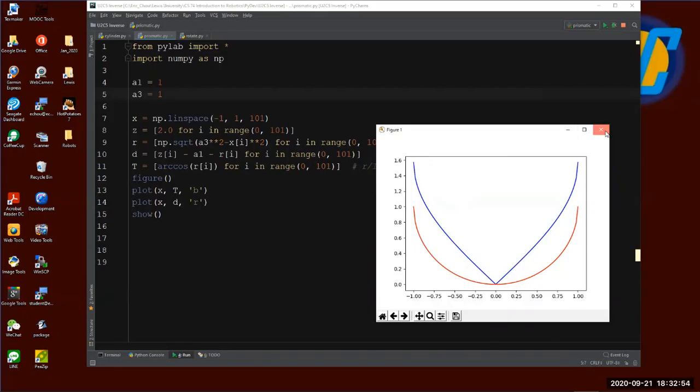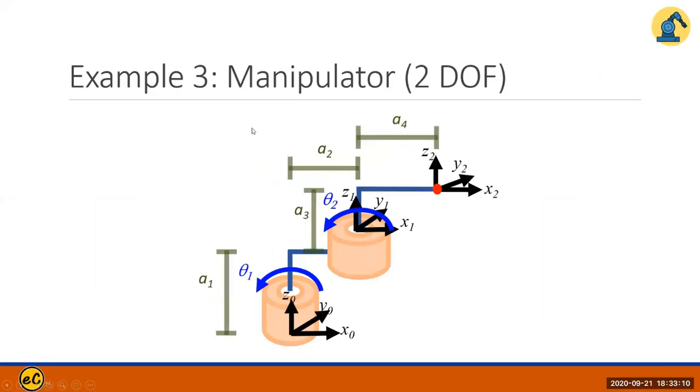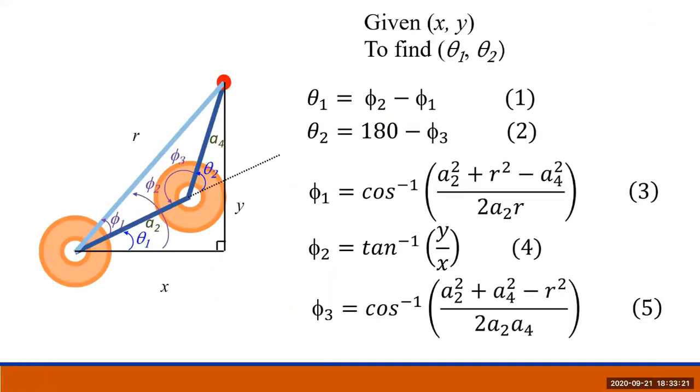Okay, let's look at example 3. Example 3 is this one with 2 rotational joints. The calculation is more complicated. We showed it in the previous slide. So here are the equations. We already talked about it in the previous slide.